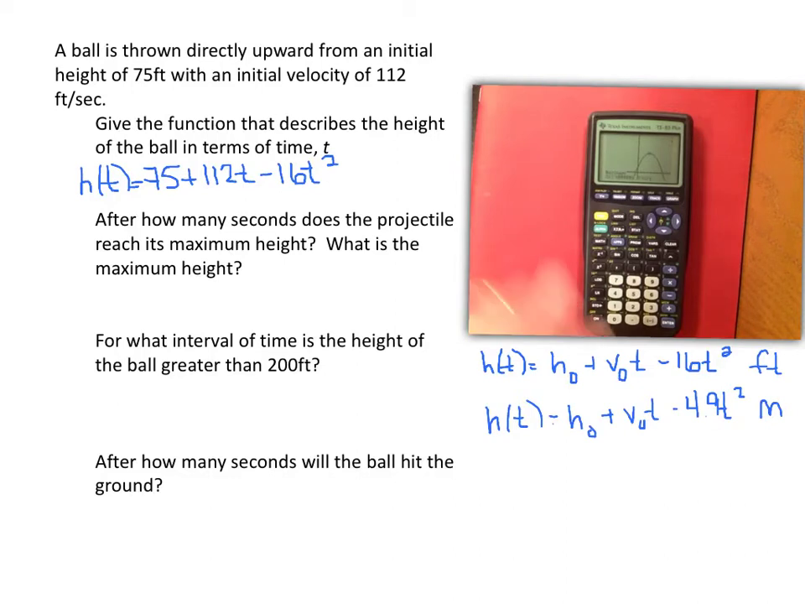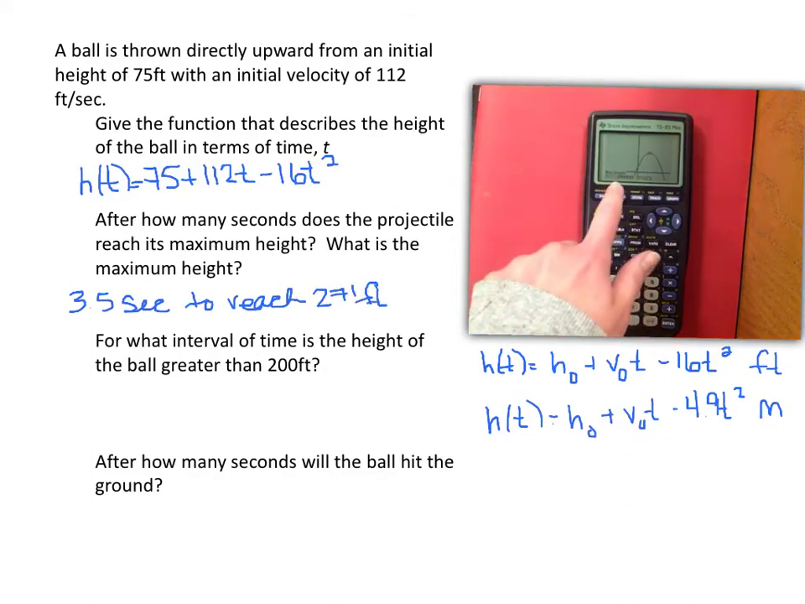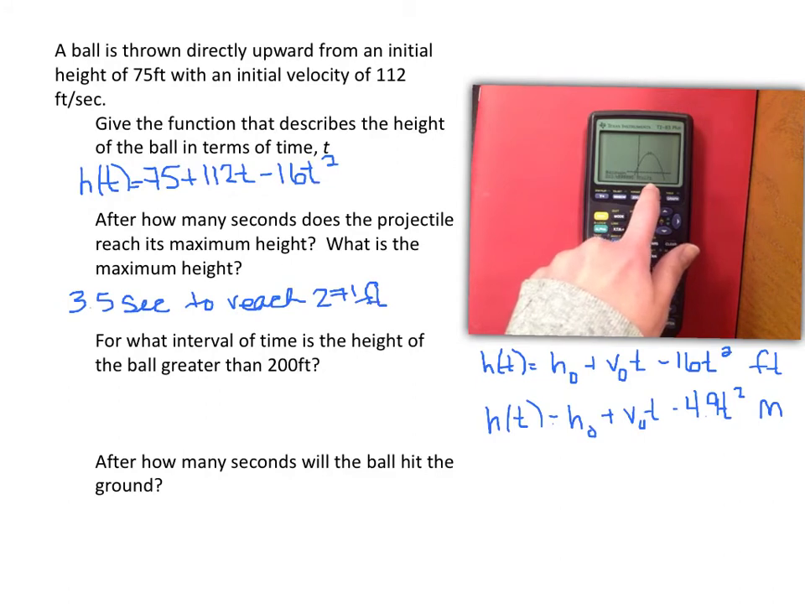I have a maximum, essentially that's 3.5, 271. So the x value is the number of seconds. So 3.5 seconds to reach 271 feet. So the x is your number of seconds, the y is your height.